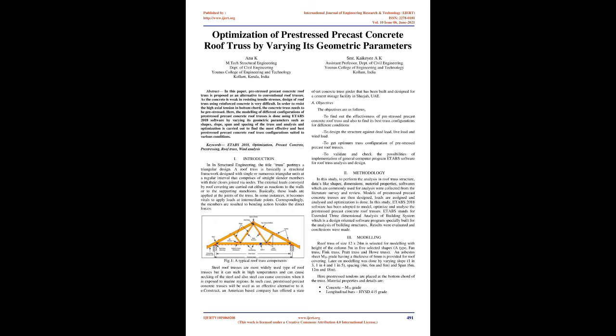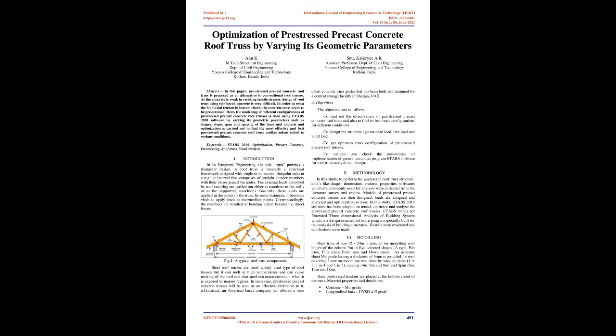Steel roof trusses are the most widely used type of roof trusses, but steel can melt in high temperatures and can cause necking, and also steel can corrode when exposed to marine regions. In such cases, prestressed precast concrete trusses can be used as an effective alternative. E.Construct, an American-based company, has offered a state-of-the-art concrete truss girder that has been built and designed for a cement storage facility in Sharjah, UAE.